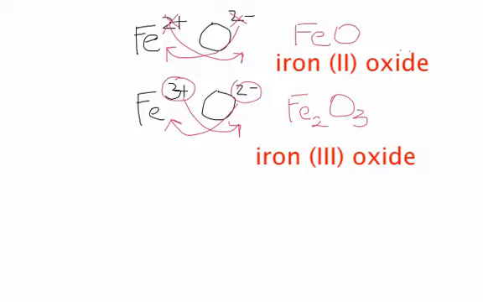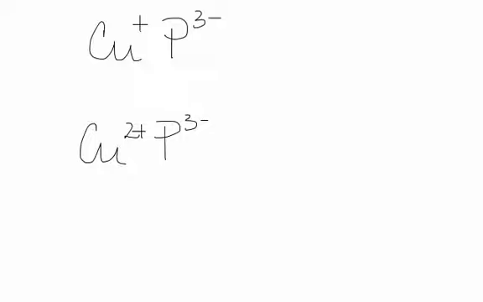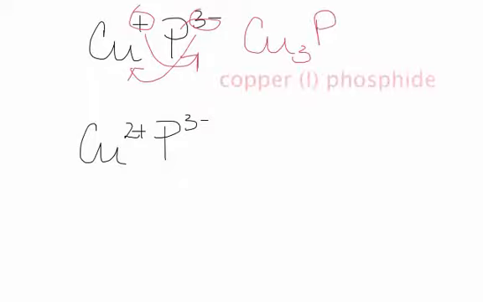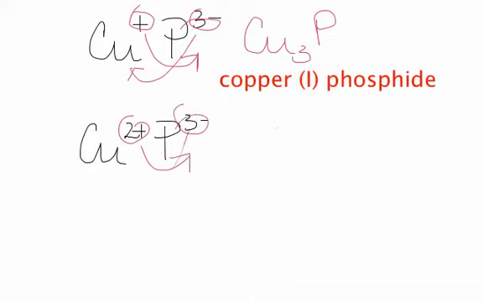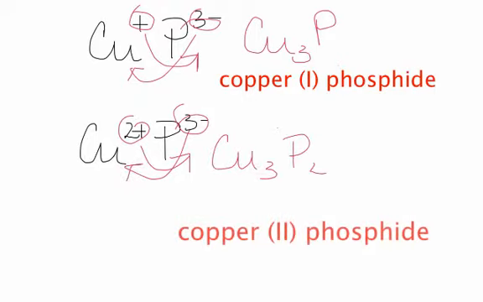Let's do another example. Let's take copper. Copper has 1+, and there's a copper 2+. Let's just take phosphide. Phosphide is a 3-. So a copper 1 phosphide, you take this one, put it down here, you take this one, put it down there, so it would be Cu3P, and this would be copper Roman numeral 1 phosphide. Whereas copper 2 phosphide, you take this and you put it down there, take this, you put it down there, so you would have Cu3P2, so this would be copper 2 phosphide.